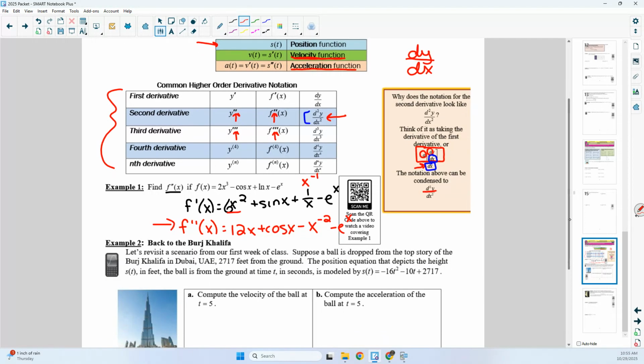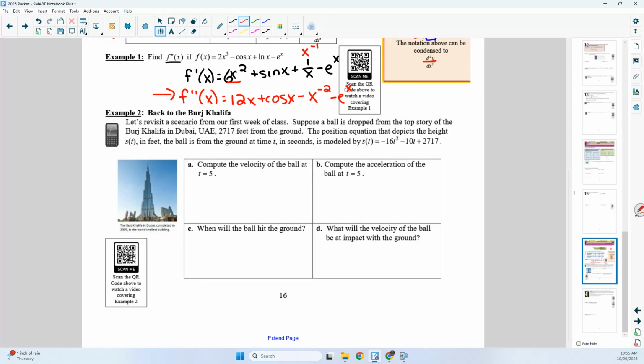Here's a little applied problem. We'll use the second derivative a lot in the next unit in certain applied problems, but we're going to do one now just so you get an idea of how it can be used. We have a situation about a ball being dropped from a tall building, and the position function is given by this, where we are using feet, which bothers some physics people, but that's how the problem is set up. So this is feet per second when we do velocity.